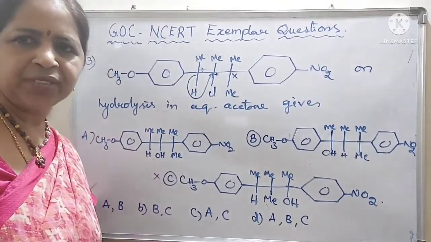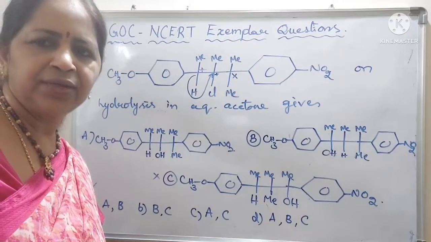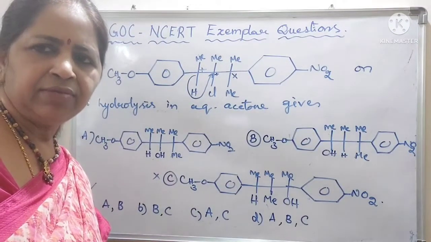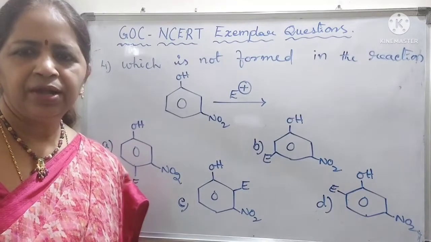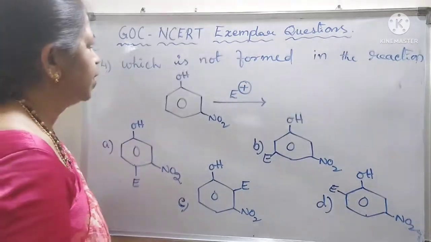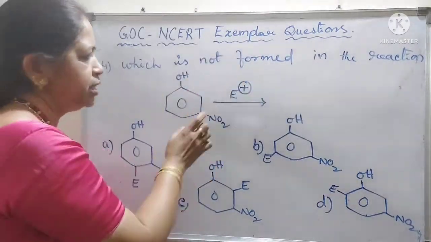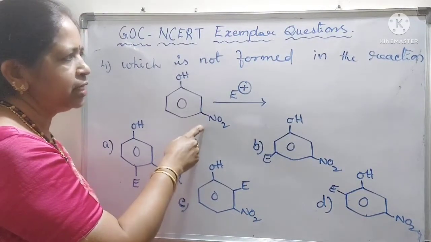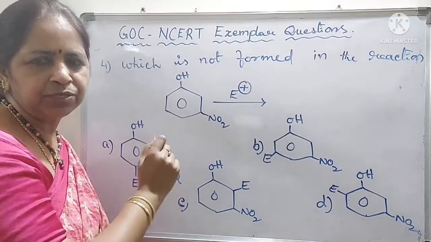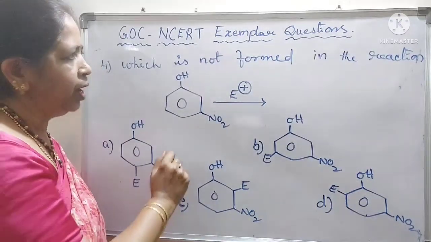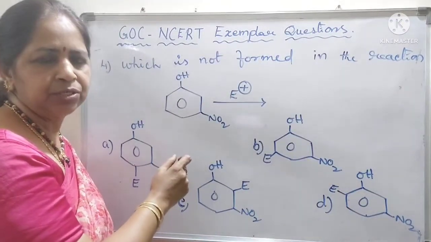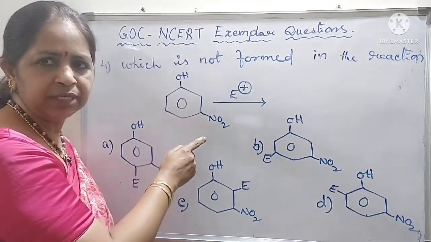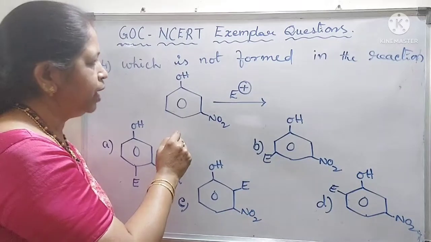Okay, students, it is a very interesting question which came in IIT Advanced question paper. Now the next question, which is not formed in this reaction. This is the reaction which is an electrophilic substitution reaction, and it is the third electrophilic substitution on the benzene ring because already two substituents are present on the benzene ring.